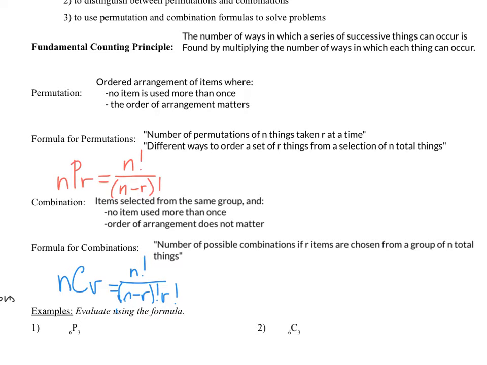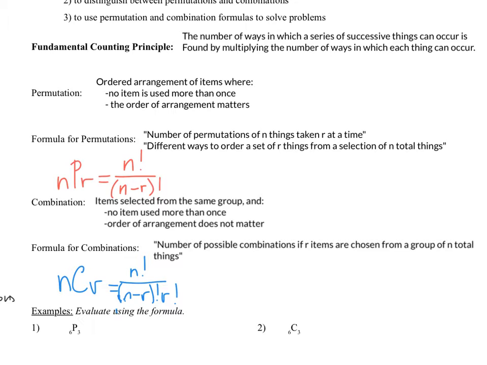A permutation is an ordered arrangement of items where no item is used more than once, and the order of arrangement matters. Okay? The formula we're going to use here is in red. It looks like this, N with a big P in the middle and an R. The way we would say that is the number of permutations of N things taken R at a time. Or we could think about this as the different ways to order a set of R things from a selection of N total things. Our formula is going to be N factorial, the total number of things, in the numerator. And then in the denominator, it's N minus R factorial.